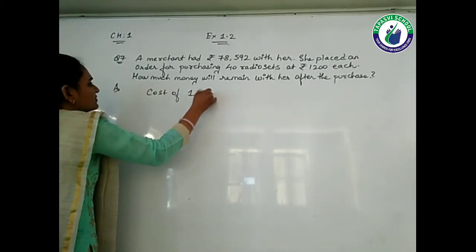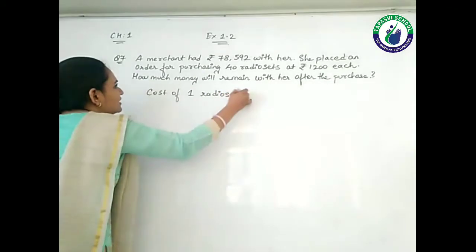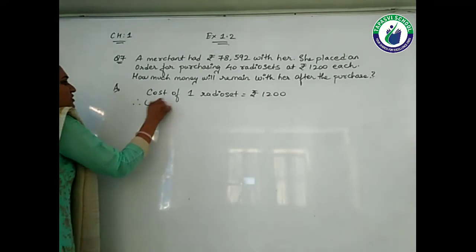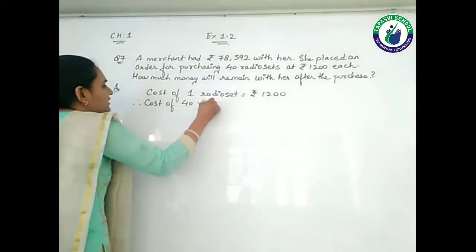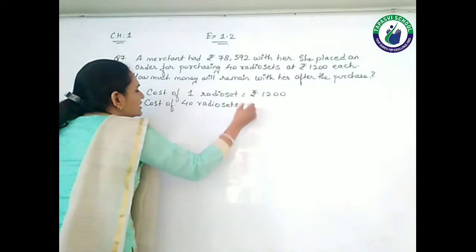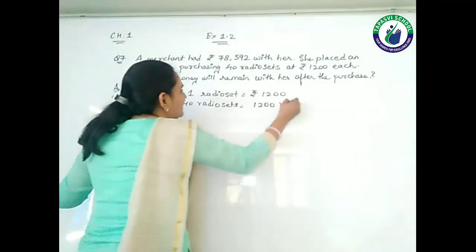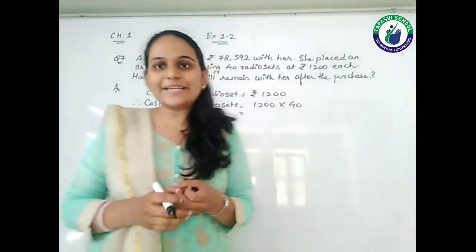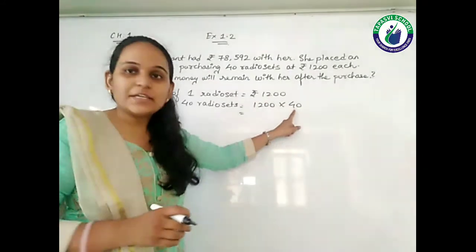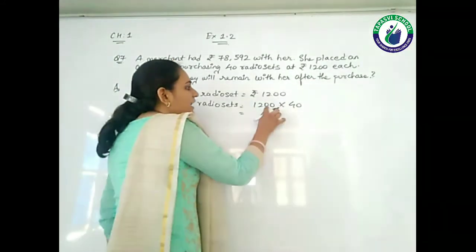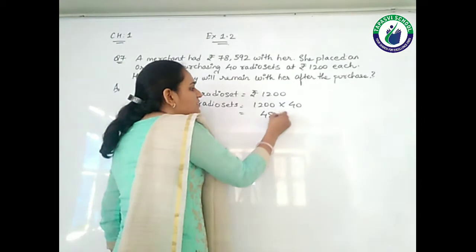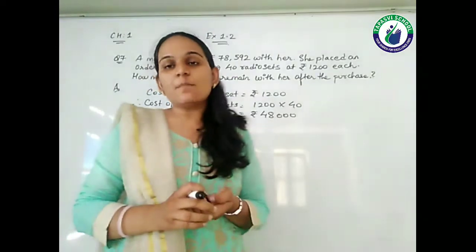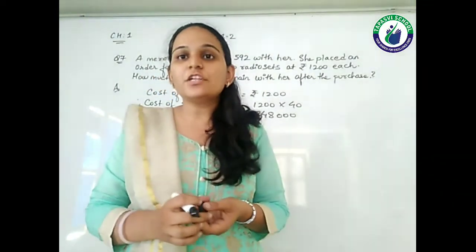Cost of one radio set is equal to rupees 1,200. Therefore, the cost of 40 radio sets is equal to 1,200 multiplied by 40. Students, I always talk about quick maths, right? So, what is 12 into 4? 48. And how many zeros are there? 1, 2 and 3. Count the zeros, there are 3. So 48,000 rupees is the amount that she is paying for purchasing the 40 radio sets.